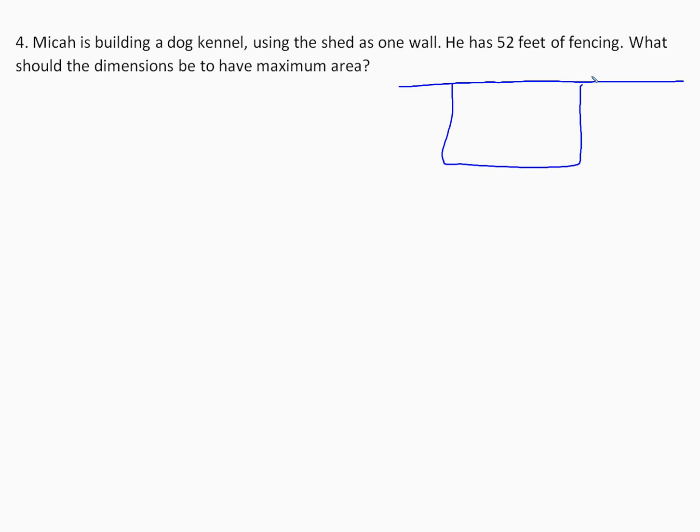And so it's still a rectangle, so we still have area equals length times width. So we want to find our length and find our width. And I'm going to do the same idea as last time. So let x equal the width. And then we're going to figure out what our length equals.